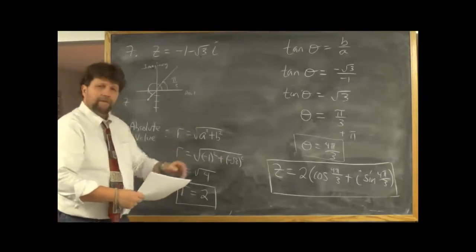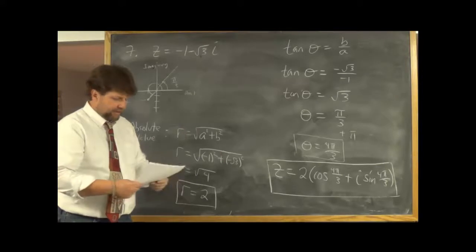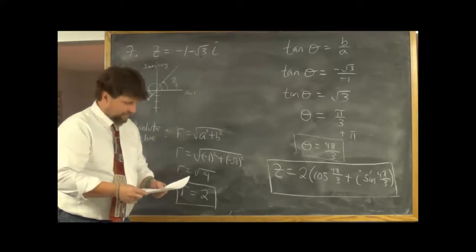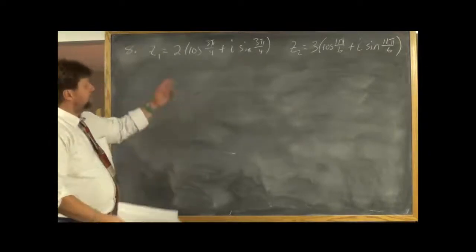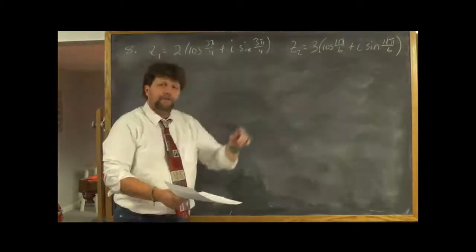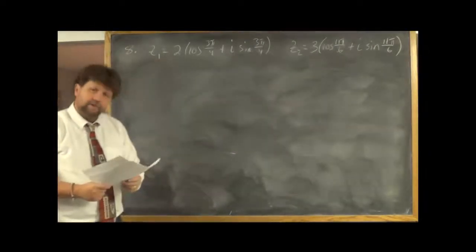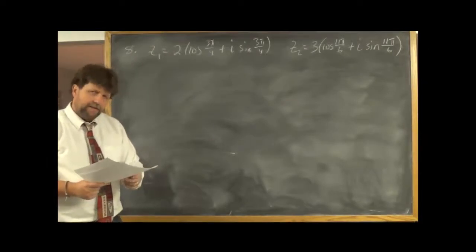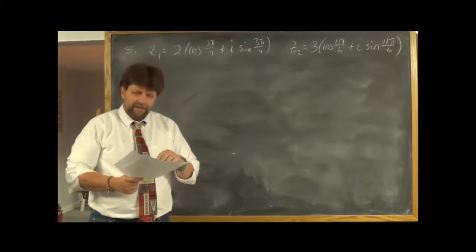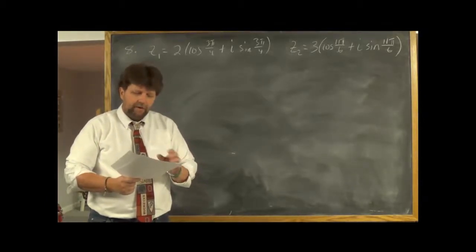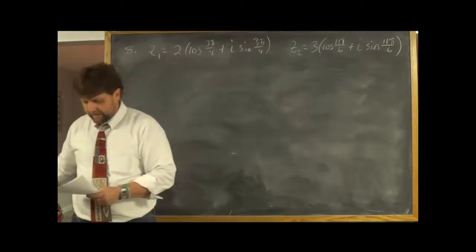Hope you got that. I hope everything's going well so far on this practice final. All right, hey folks, here on number 8, I gave you a Z1 and a Z2, so I gave you two complex numbers in polar form. And I asked you to find Z1 times Z2 and Z1 divided by Z2, and to write your answer in polar form and keep the argument in radians.